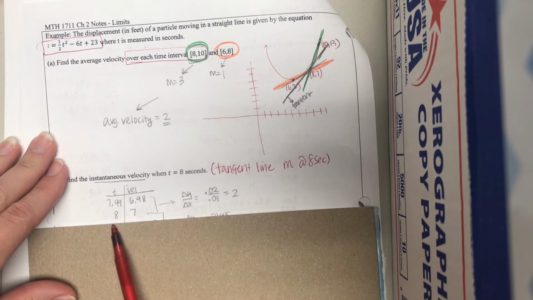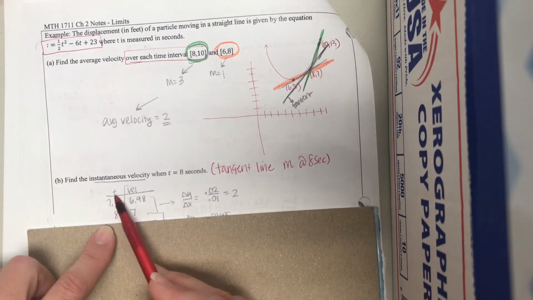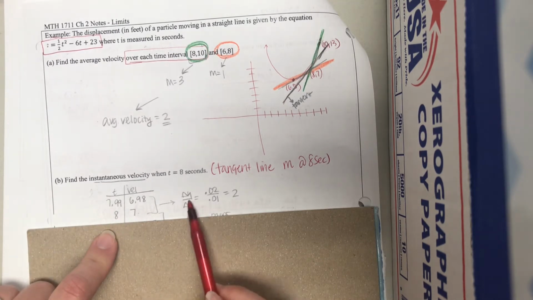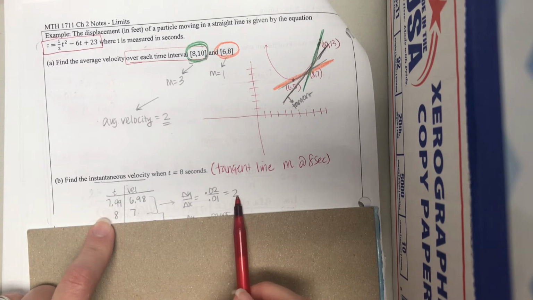And f of 8 we know is 7. We already know that point on the graph. So let's just calculate the slope here. Change in y over change in x would be 0.02 over 0.01. Oh, that's equal to 2.